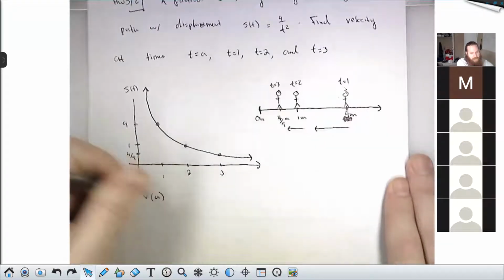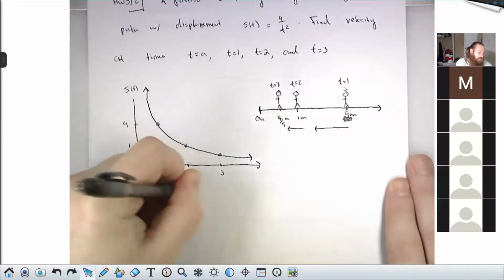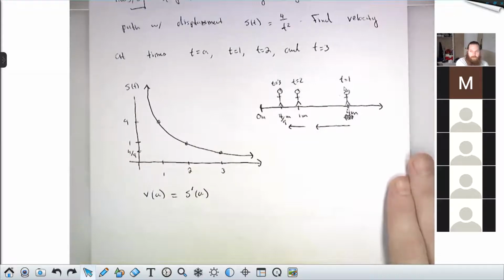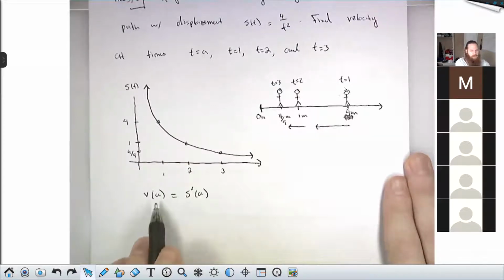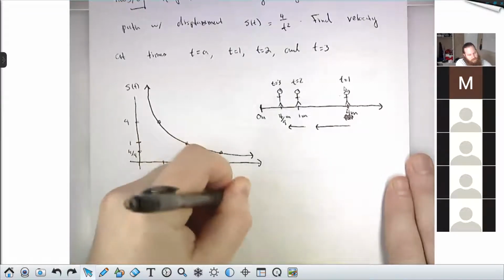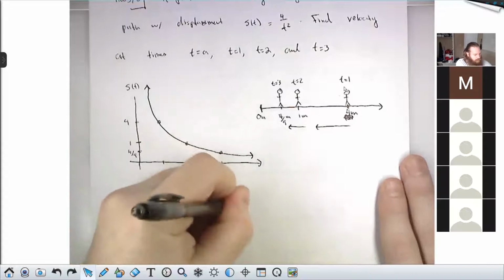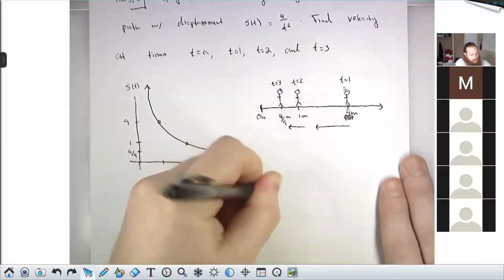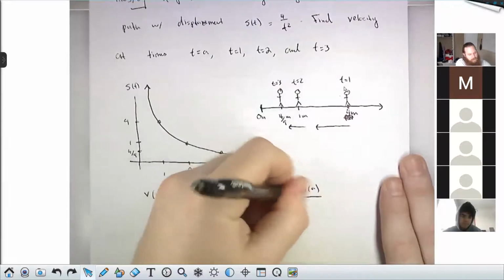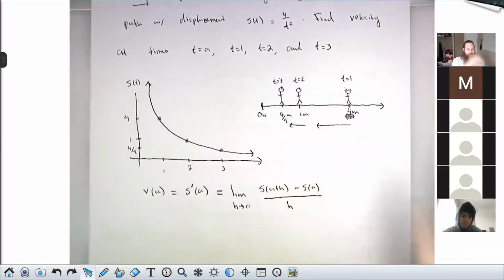We know that v of a is s prime of a, right? This is the relationship between velocity and position that we discussed last time, that the derivative of position is your velocity. And by definition, s prime of a is the limit as h goes to 0 of s of a plus h minus s of a, all over h. So this is how we get started.